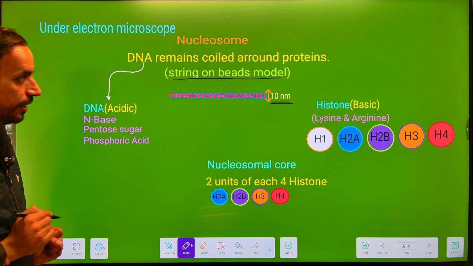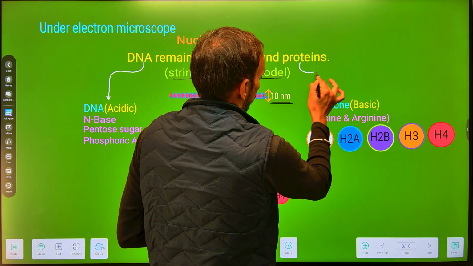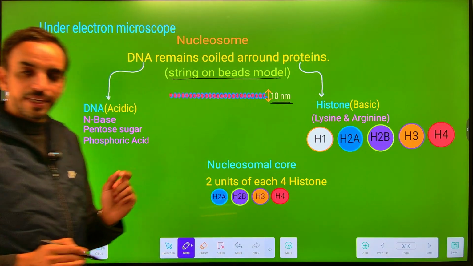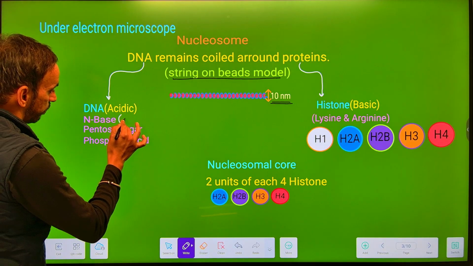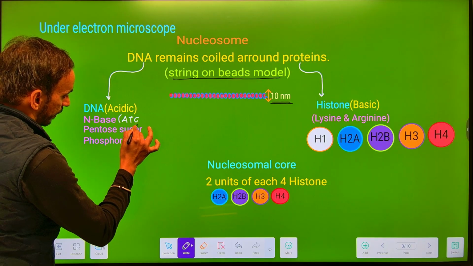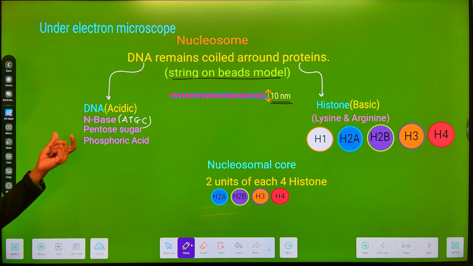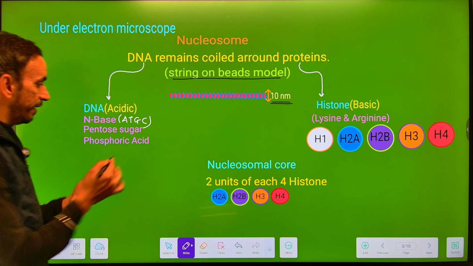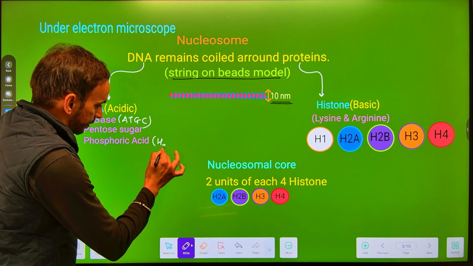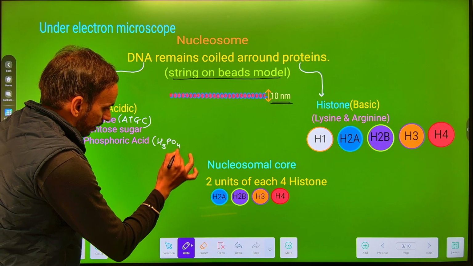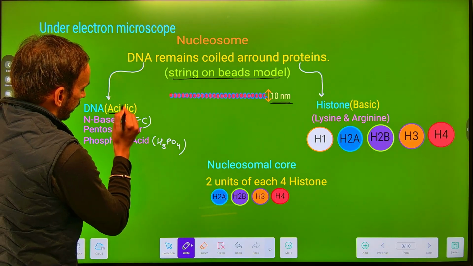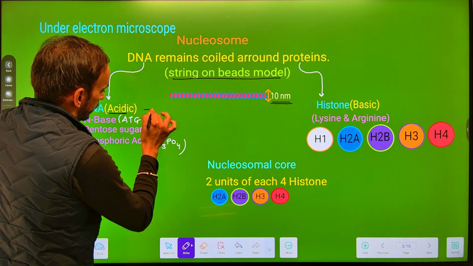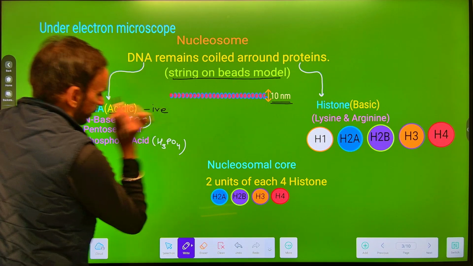We have the DNA as well as the proteins. Now the DNA, as we all know, is made up of three things. We have the nitrogenous bases in the form of A, T, G and C. We have a pentose sugar and a phosphoric acid. What did you write? DNA is acidic in nature. If it is acidic in nature, then what will its charge be? It has the negative charge.